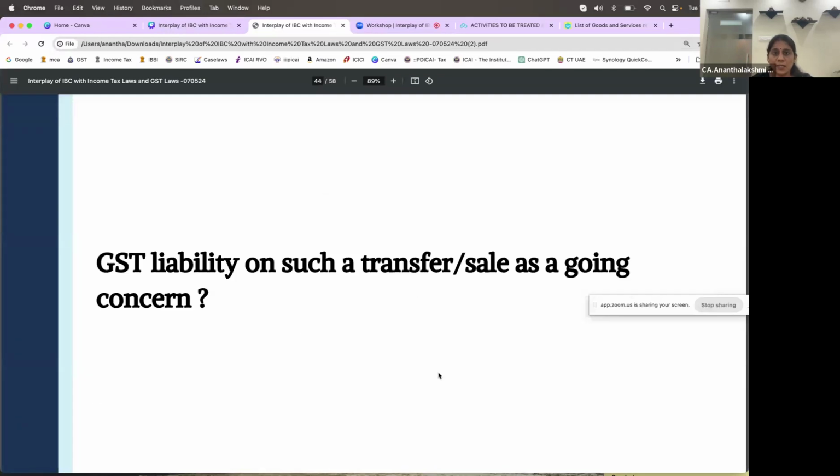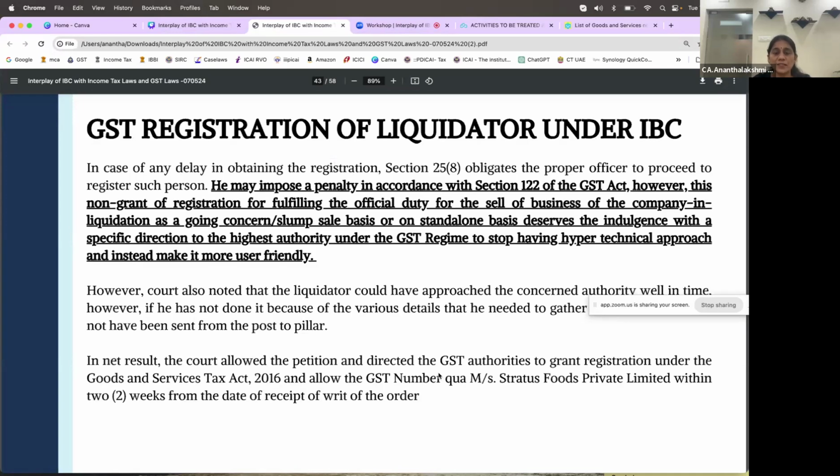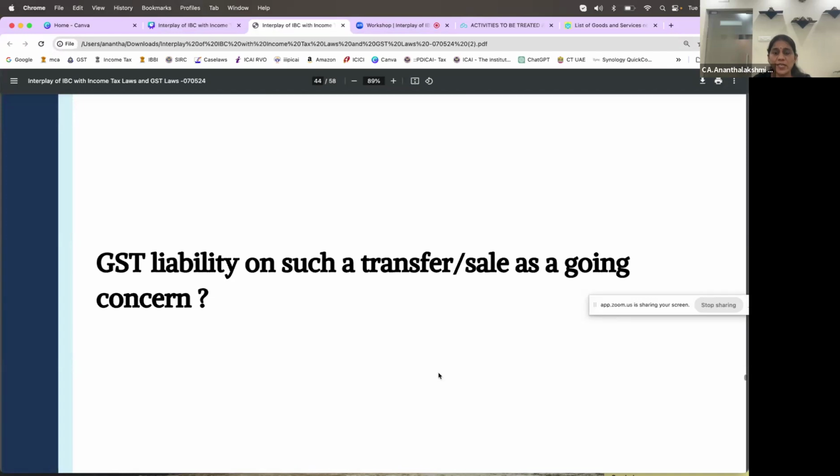Okay, we'll move on to the next one. This is also quite an interesting thing: GST liability on such a transfer or sale as a going concern. Any doubts, sir? Any doubt so far? I'll move to the next point. Next one.